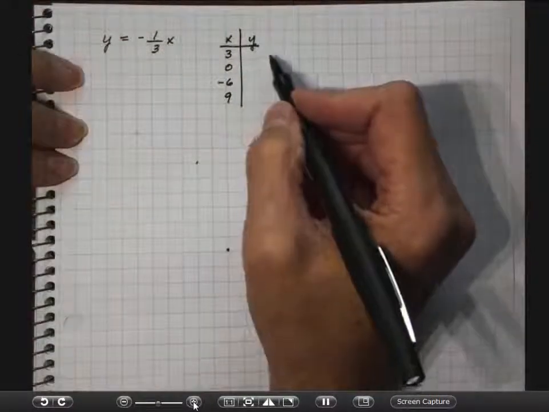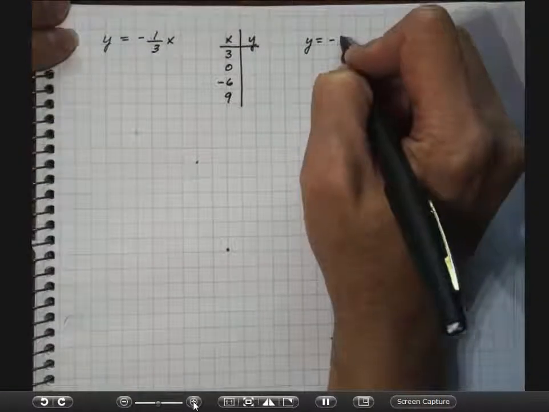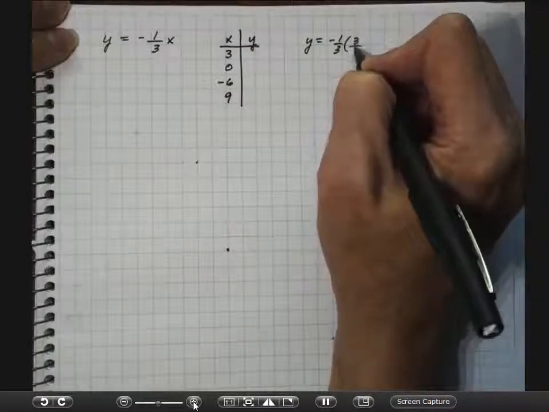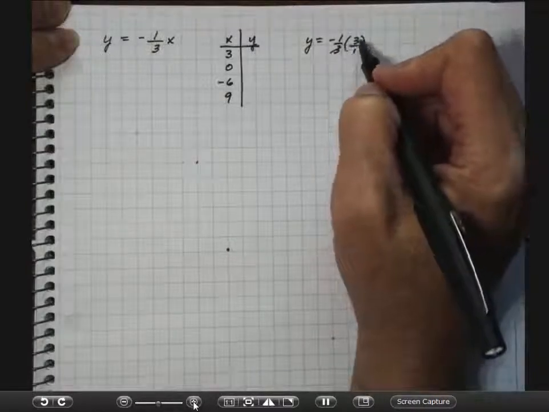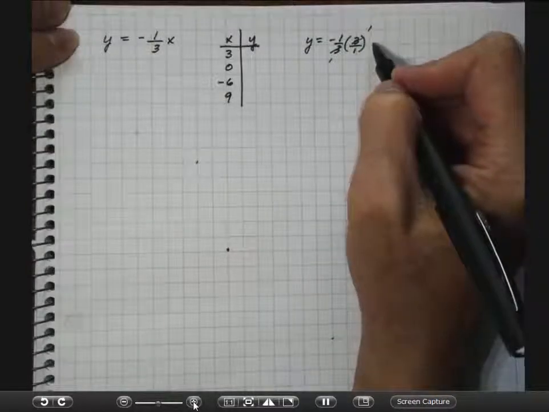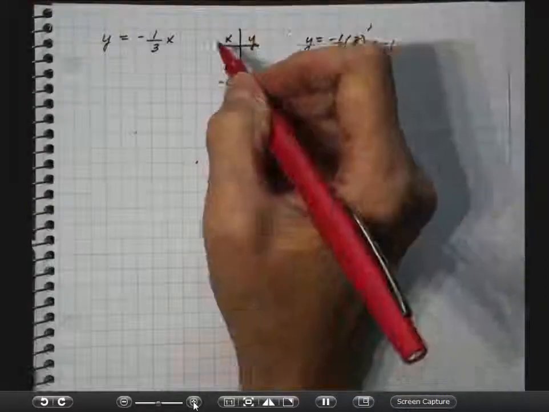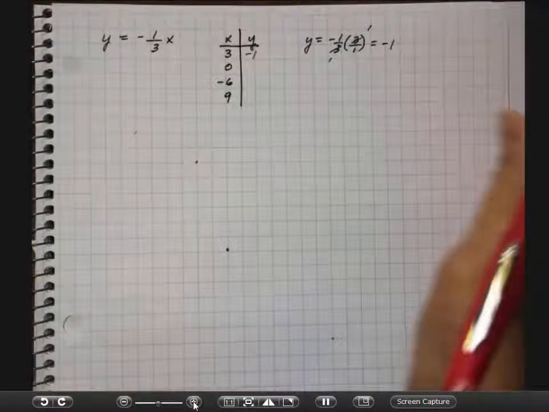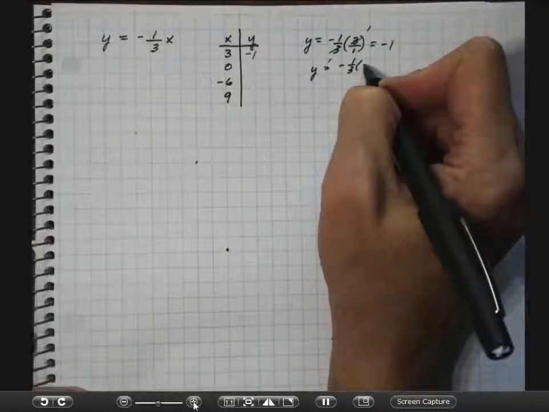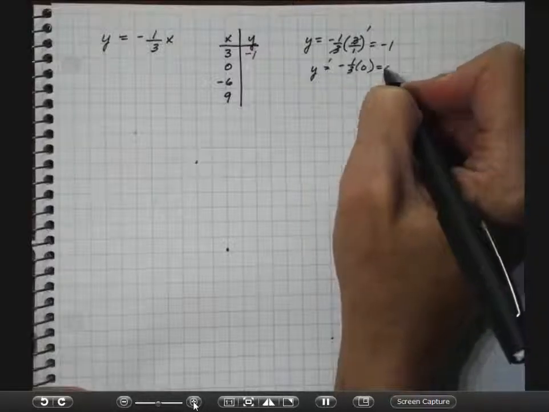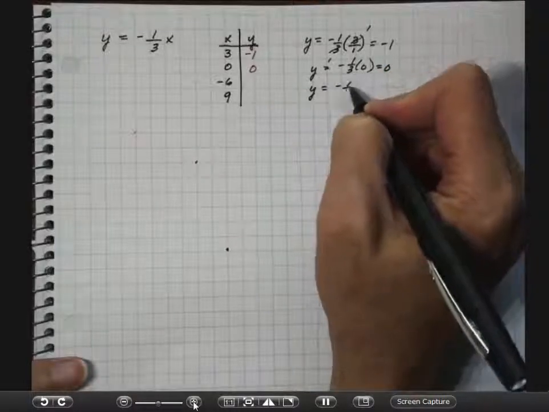Now to figure out what y is going to be equal to, I take each one of those x values and put it in for x. So negative 1/3 times 3. And I'm going to be multiplying by 3 over 1. Remember to cancel like factors. And when I multiply that out, I end up with negative 1. So when x is equal to 3, y is equal to negative 1. I'm going to do the same thing again now with 0. y is equal to negative 1/3 times 0. That gives me 0. And then I'm going to do y is equal to negative 1/3 times 6.